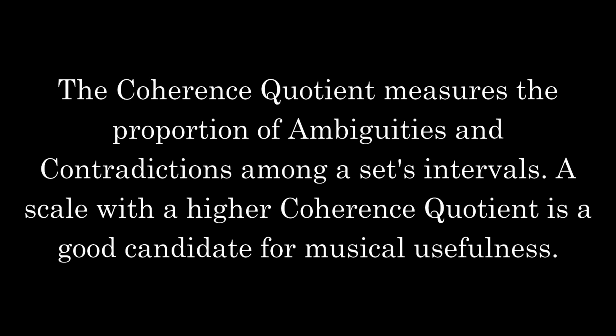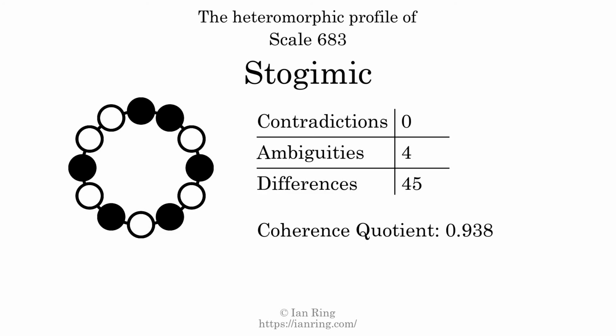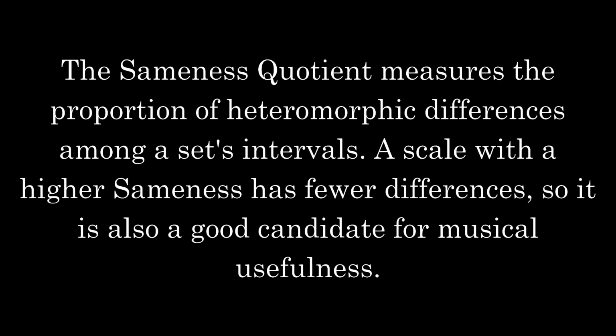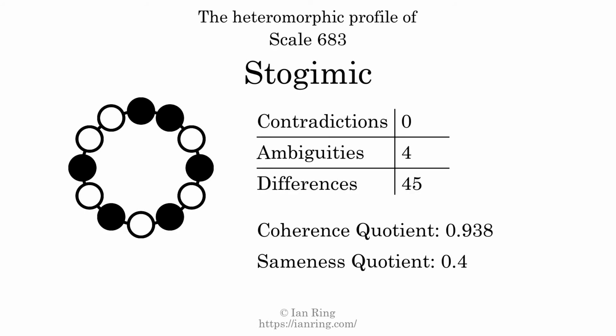The coherence quotient measures the proportion of ambiguities and contradictions among a set's intervals. A scale with a higher coherence quotient is a good candidate for musical usefulness. The coherence quotient is 0.938. The sameness quotient measures the proportion of heteromorphic differences among a set's intervals. A scale with a higher sameness has fewer differences, so it is also a good candidate for musical usefulness. The sameness quotient is 0.4.